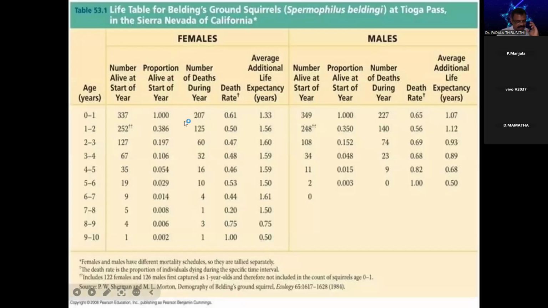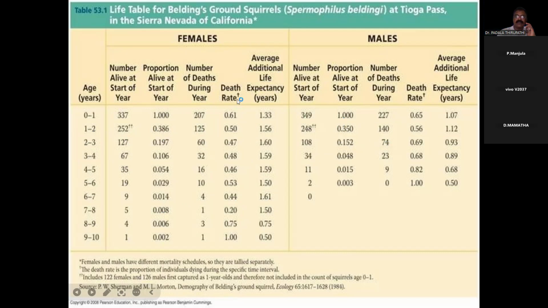So, for example, this is the life table of the belding's ground squirrels at Tioga Pass. Here these are the ages in this life table. We can take the information about the age, the number alive at the start of the year, the proportion alive at the start of the year, the number of deaths during the year, the death rate, and the average additional life expectancy. So we can take all this information to know the life tables. It may also differ for males and females.